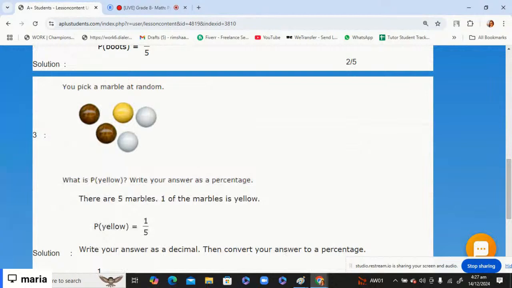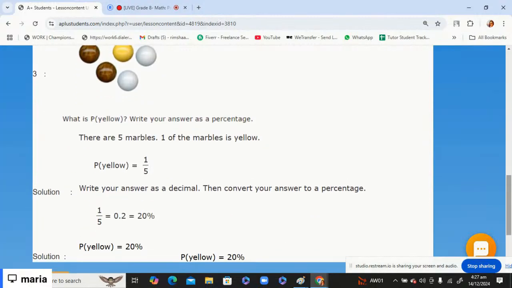You pick a marble at random. What is the probability of yellow? How many total are in it? 5. How many yellow are in it? It's 1, so 1 by 5. Okay, now let's do the test questions.